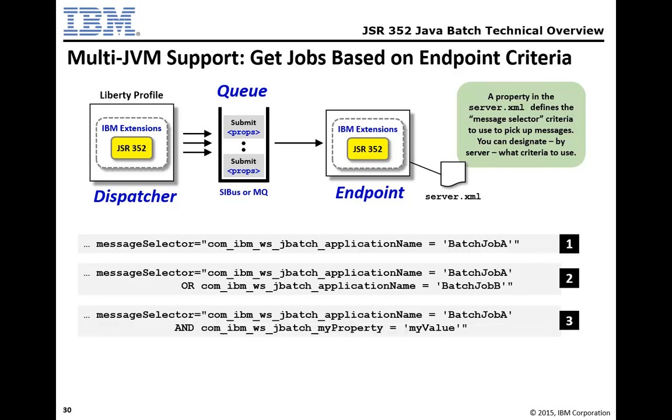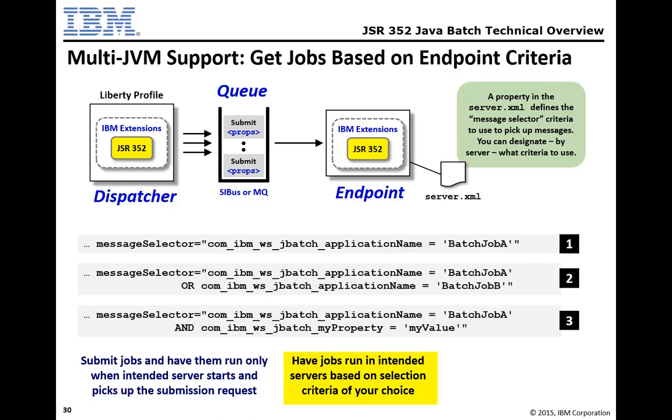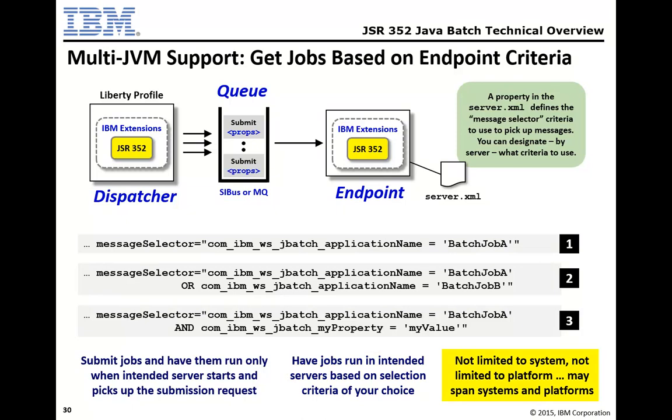Here's an example showing how your own custom properties can be used on the message selector. This is showing a message selector looking for the application name batch job A and the custom property called myProperty with a value of myValue. In summary, this function allows you to submit jobs even if the endpoint server isn't running. When that endpoint server starts, it will pick up the messages from the queue and run the batch job. This also allows you to target job execution to specific servers based on the message selectors you code in the server. And this is not limited to a single system or platform. You may have dispatcher or endpoints on different hardware and have it span different operating systems if you wish. This is a distributed architecture here.